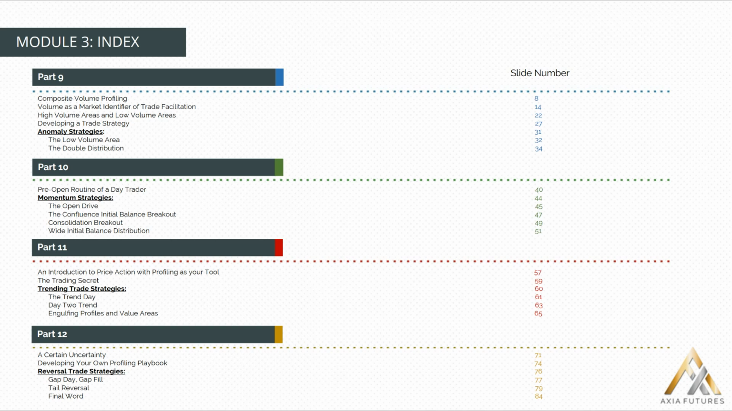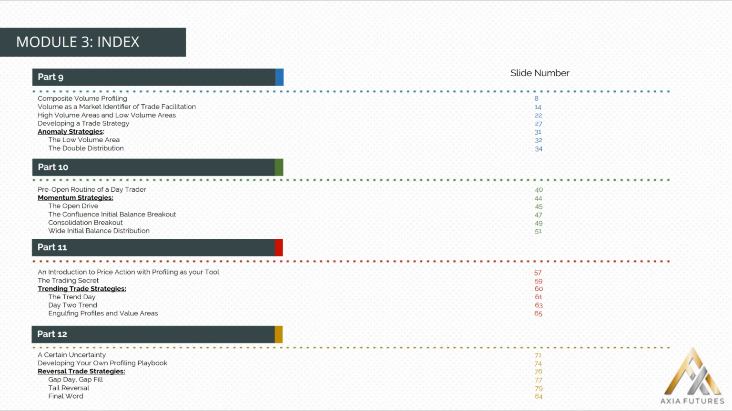After that, I'm going to show you some of the strategies that I've developed over the last few years. Now in Part 9, we will focus on anomaly type strategies, including the low volume area and a high volume double distribution strategy. Then in Part 10, we're going to move on to principles of developing your pre-open routine and trading templates before discussing momentum volume profiling strategies.